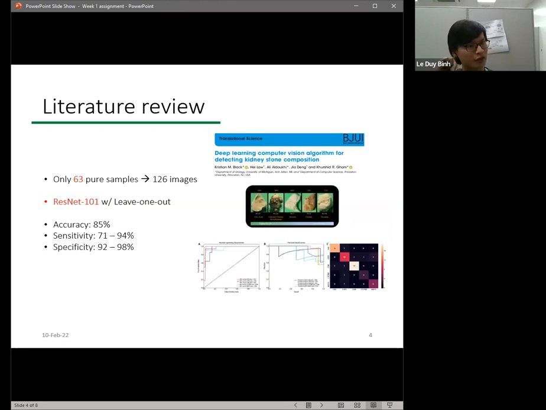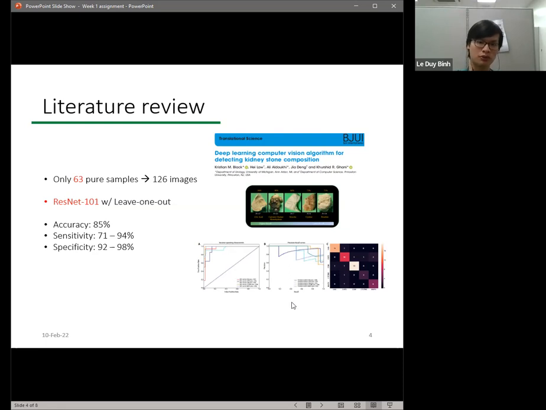In the second paper, the authors used a pretty small sample size of only 63 pure stones, each containing only a single substance. They generated 126 images and used the ResNet 101 algorithm to predict stone composition. Even with the small sample size, the performance of the model is really impressive, with an accuracy of 85% and sensitivity as well as specificity of approximately 90%.